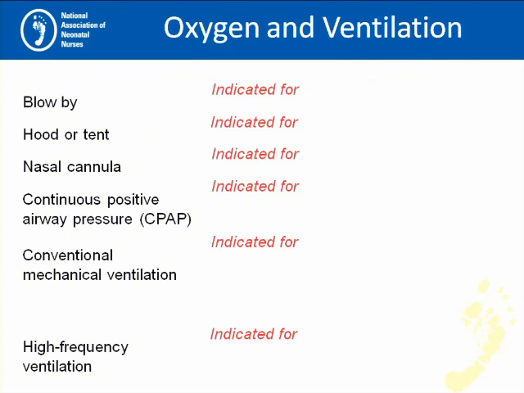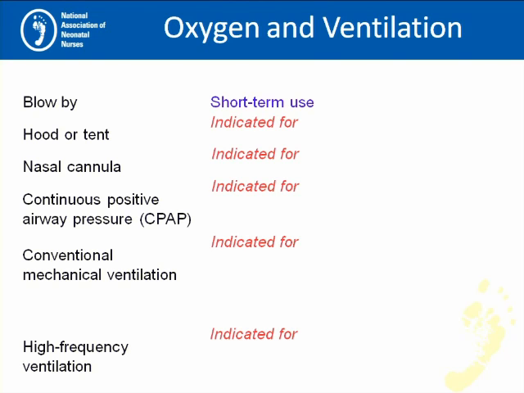Blow-by oxygen is intended for short-term use, such as delivery room or weighing, to deliver free-flow oxygen from a flow-inflating bag or oxygen tubing to an infant who has spontaneous respirations. The amount delivered depends on oxygen concentration, flow rate, distance from infant, and respiratory rate.